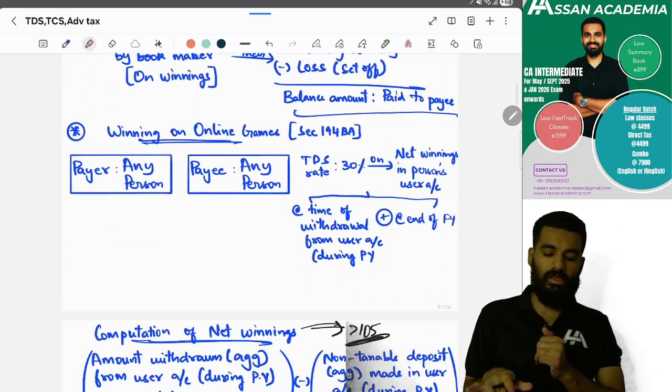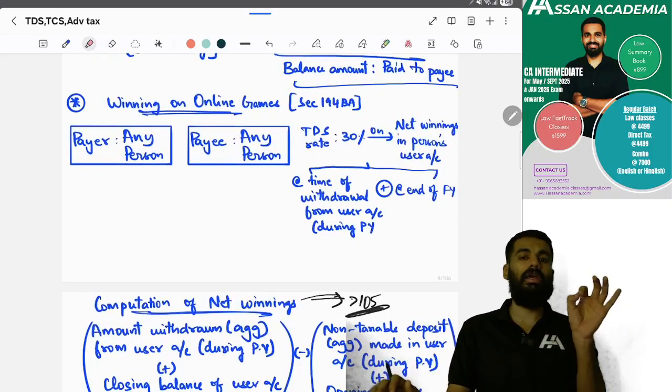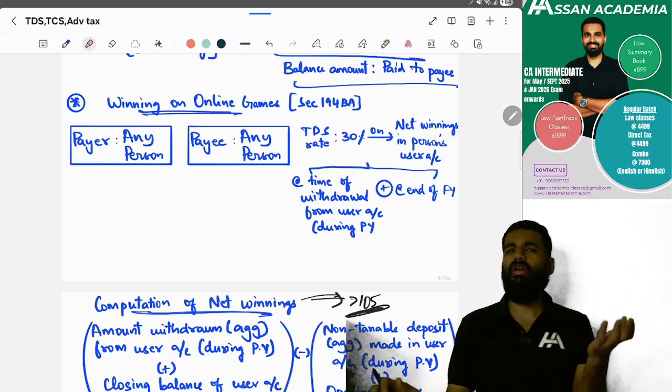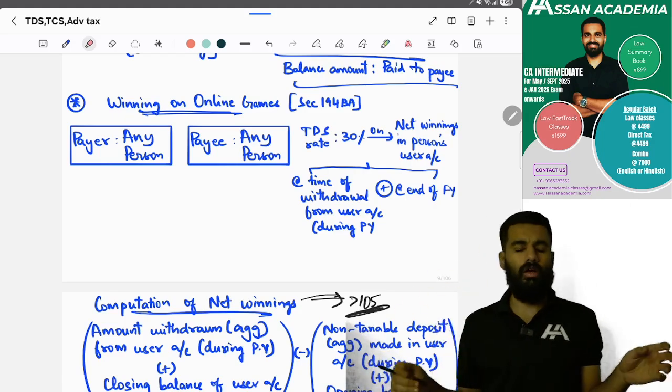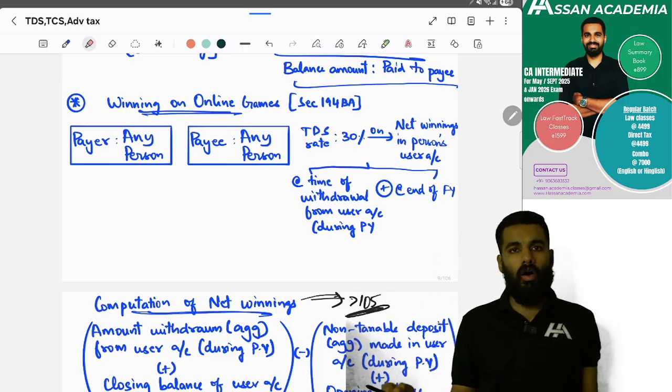Winnings on online games. If any person is making a payment, what are online games, by the way? Dream 11.